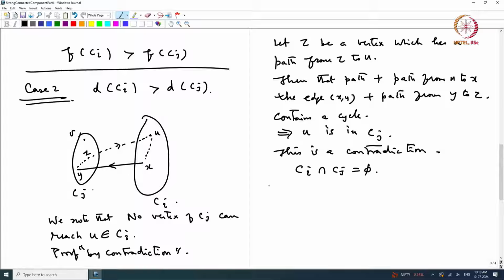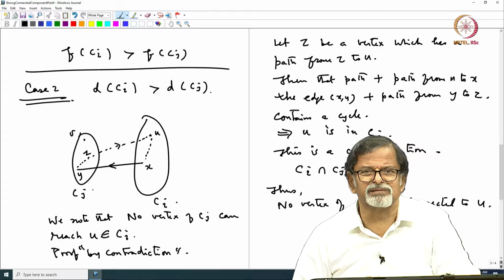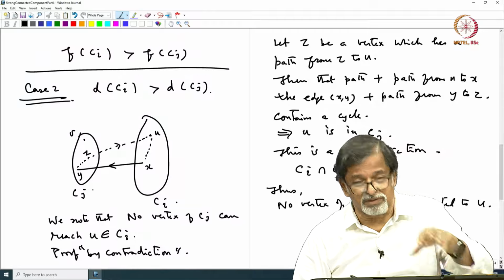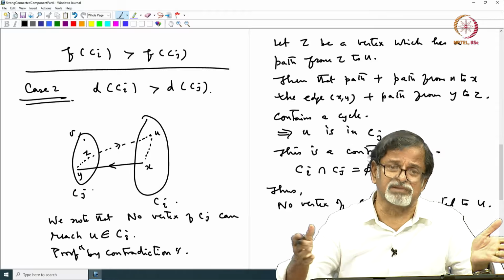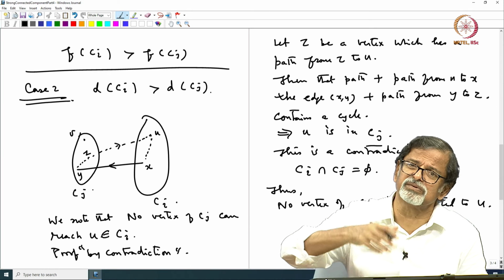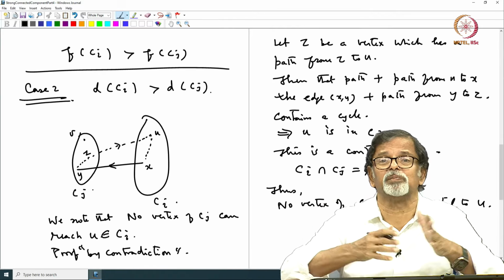Therefore, no vertex of Cj is connected to u. So, in the reachability of all these things, you will never be there. Therefore, when all these are done, the color of u will be white, it is not even reached. So, you start with V, you explore all the vertices, and u will always be there, because u is not touched, there is no path.